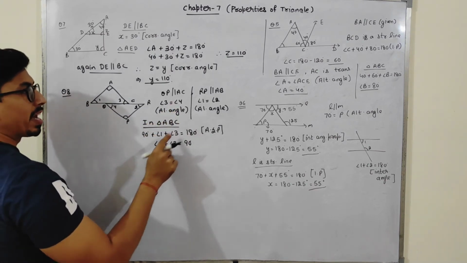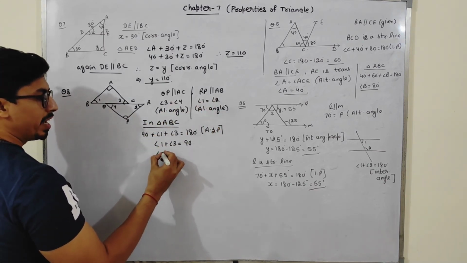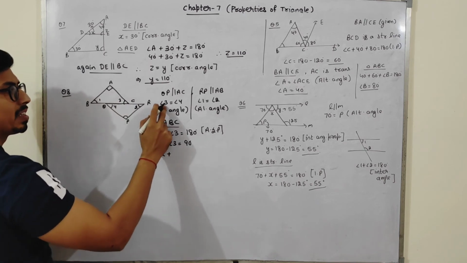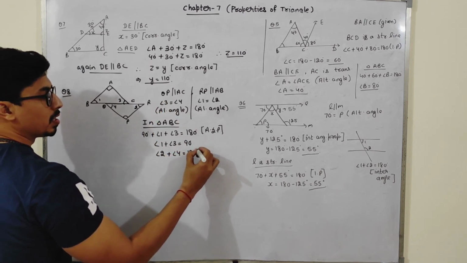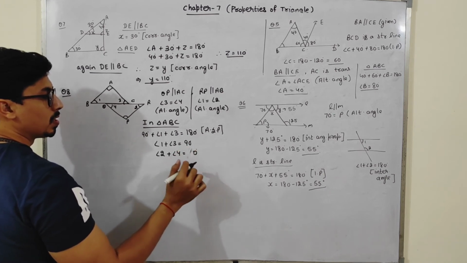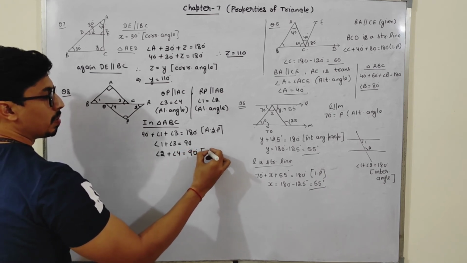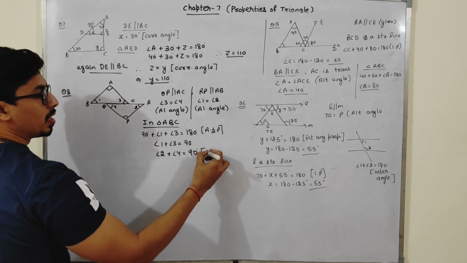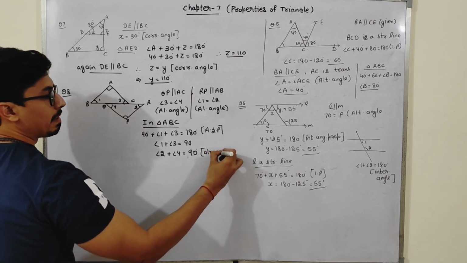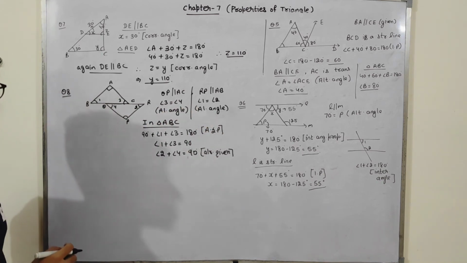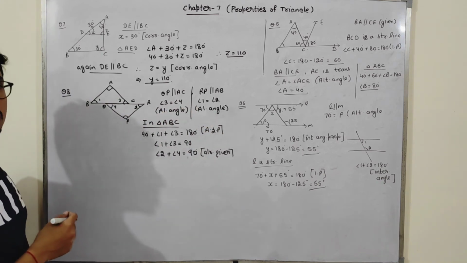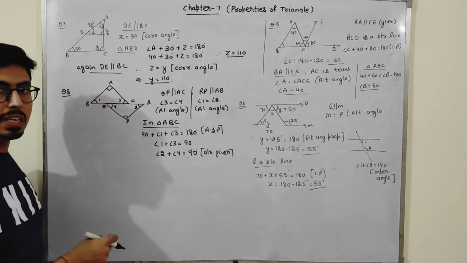Now angle 1 is equal to angle 2, so I can write angle 2. But angle 3 is equal to angle 4, so I can write this. Because we have already proved that angle 3 is equal to angle 4 and angle 1 is equal to angle 2, I just replace the numbers.